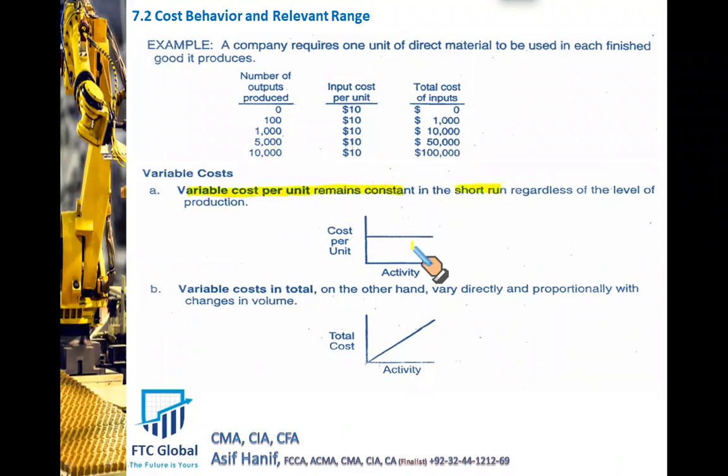and your total variable cost, right now in this example, we only have the material. So your total variable cost for material varies proportionally with volume. If you produce more units, your total variable cost would be more. But on per unit basis, it stays the same. So this is the important point to learn, that your variable cost per unit stays the same.